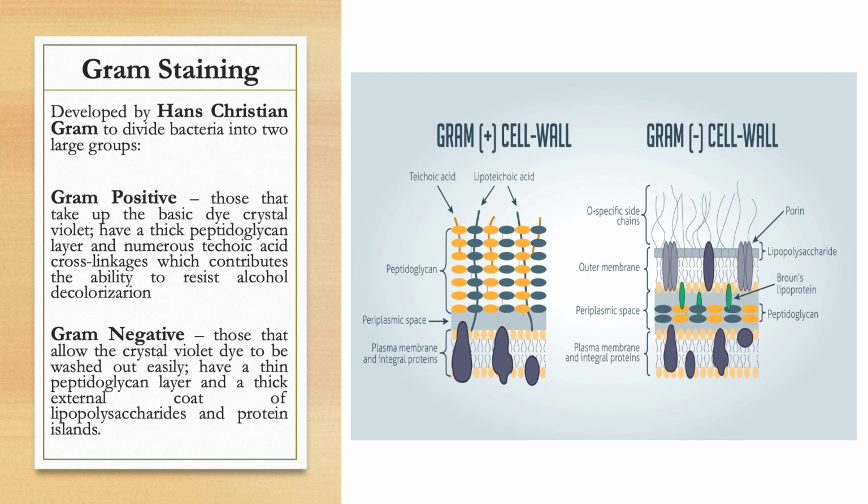Then you have your gram-negative bacteria, and these are bacteria that allow crystal violet dye to be washed out easily, and this is because they have a thin peptidoglycan layer compared to your gram-positive bacteria. All right. They also have a thick external coat of lipopolysaccharides and proteins. Right. So you can see the gram-negative cell wall on the right side of the slide. Notice that the peptidoglycan layer is much smaller compared to the gram-positive bacteria.